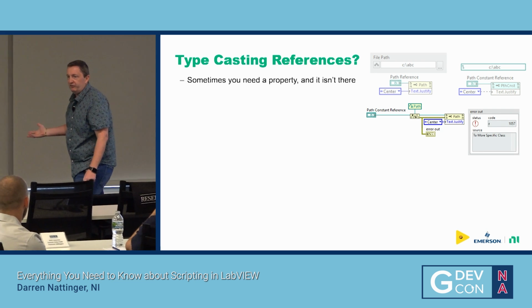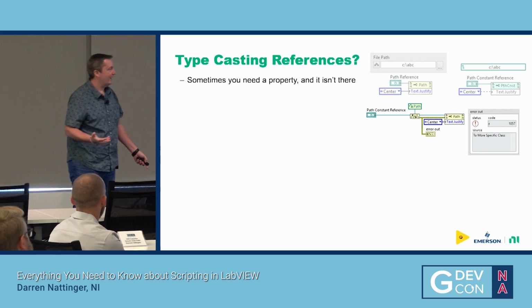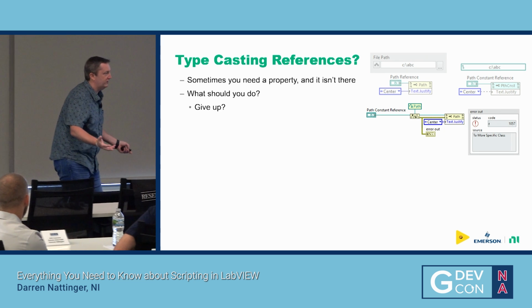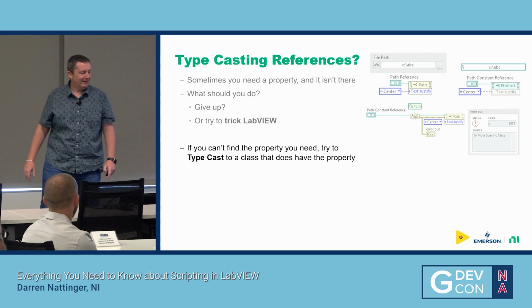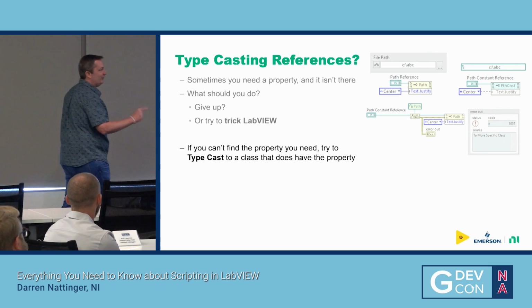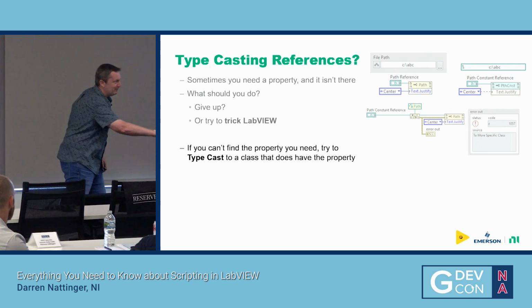So what happens when you run into the situation? There's a property that you need and you don't have, and it's not there. Should you give up? No, you shouldn't give up. You should try to trick LabVIEW. So if you can't find the property that you need, try the typecast function.